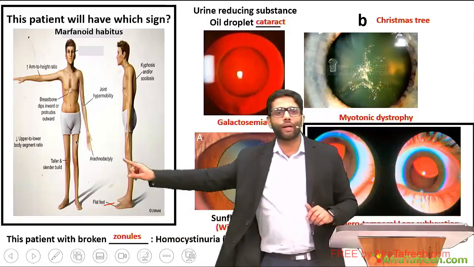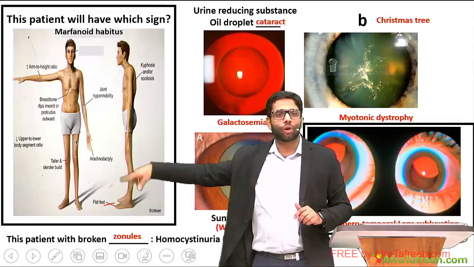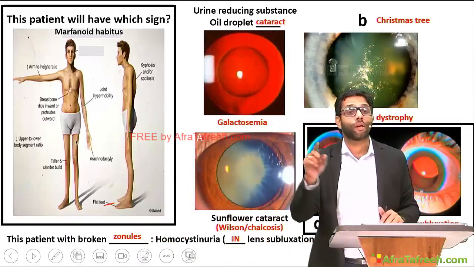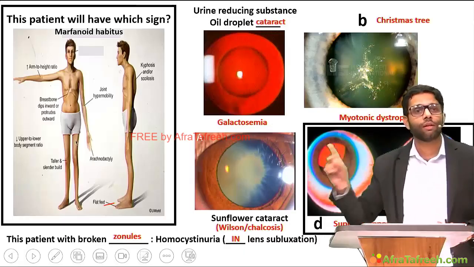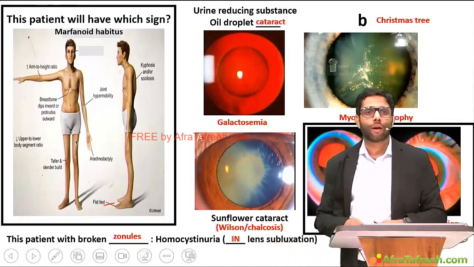Both Marfan and homocystinuria have Marfanoid habitus. Same tall arms, supratemporal subluxation in Marfan's, inferonasal in homocystinuria. Marfan: fibrillin gene pathology. Homocystinuria: cystathionine beta synthase enzyme problem, biochemistry.